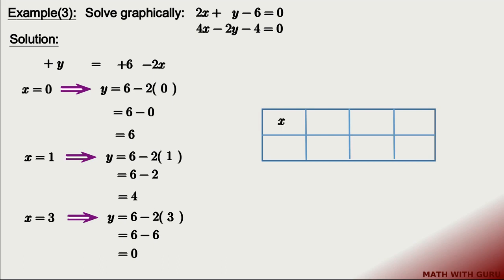Make a table. x and y. x equals 0, y equals 6. For x equals 1, y equals 4. If x equals 3, y equals 0. Now consider the second equation, 4x minus 2y minus 4 equals 0.